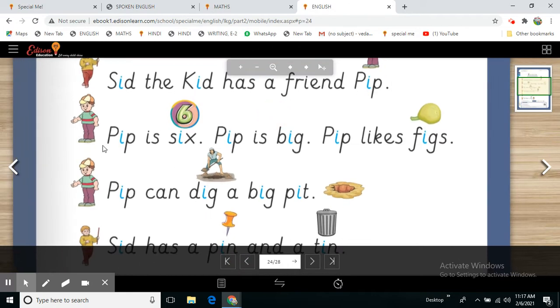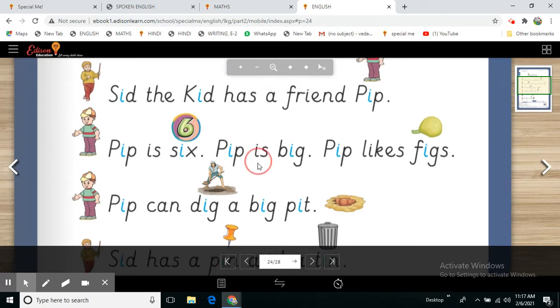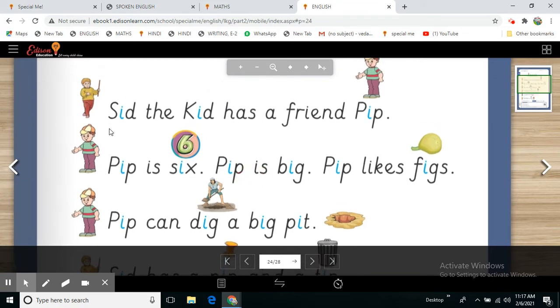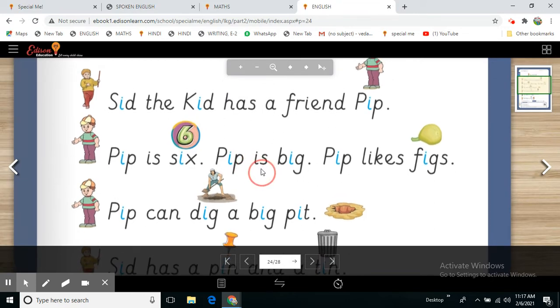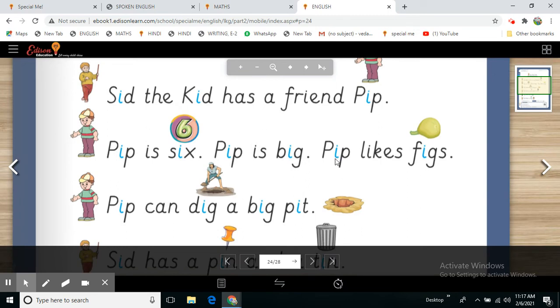Okay. Next line. Pip is six, S-I-X. Pip is 6. It means Pip is 6 years old. Pip is big. Pip is big. Who is big? Pip. It means, who is bigger than Sid? Pip. Okay. Next.